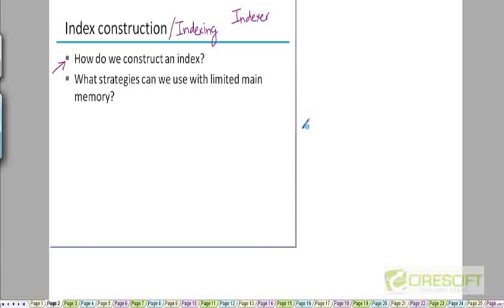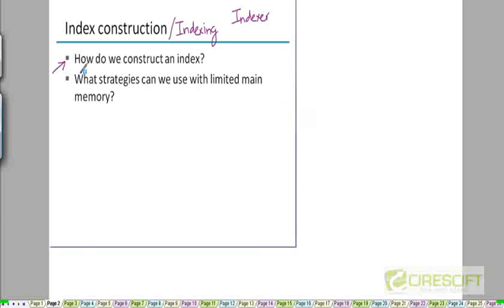But if you recall, the simplistic assumption we made in chapter 1 was that our corpus size is small enough that the dictionary as well as the postings lists can entirely fit into main memory. So we could do the sort operation assuming that all our data is in RAM or main memory.